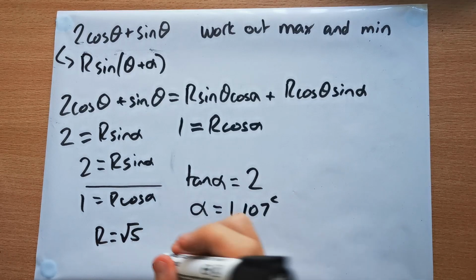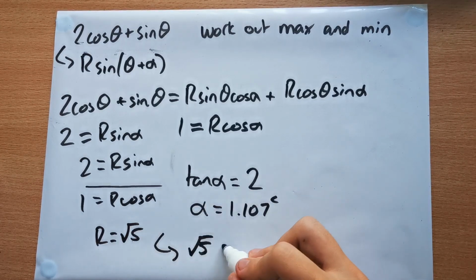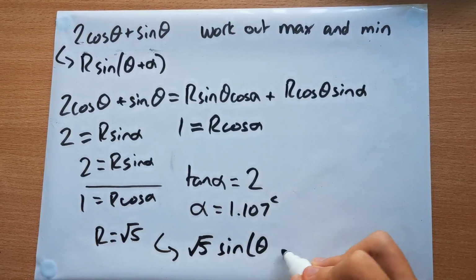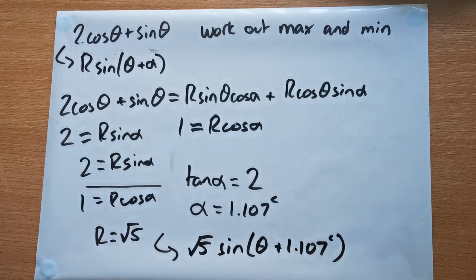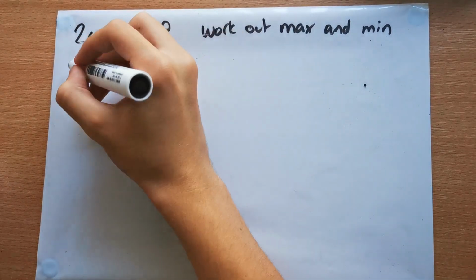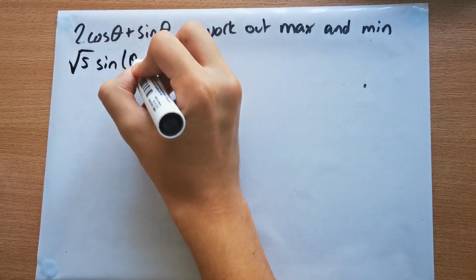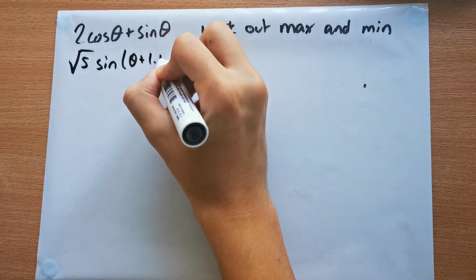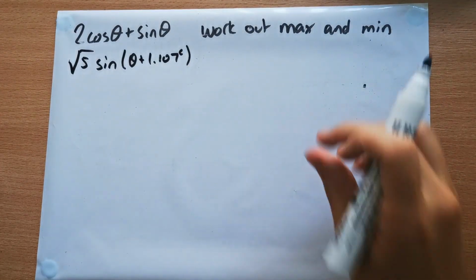which means we can rewrite this in the form root 5 sine of theta plus 1.107 radians. Now I'm just going to move this up to the top so that we can then work out the max and min. Okay, root 5 sine of theta plus 1.107, and we want to work out the maximum and minimum.